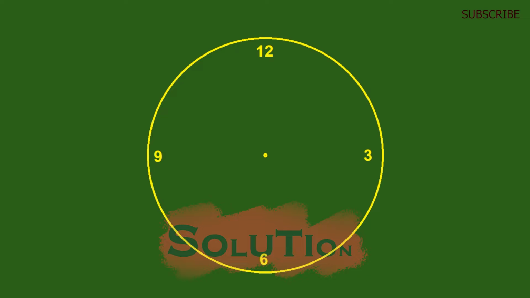Let us see this clock. If you see here, we have a clock, and now let us see how we can make angles with the help of time. Suppose we have one line here, like this. It is pointing toward 12.